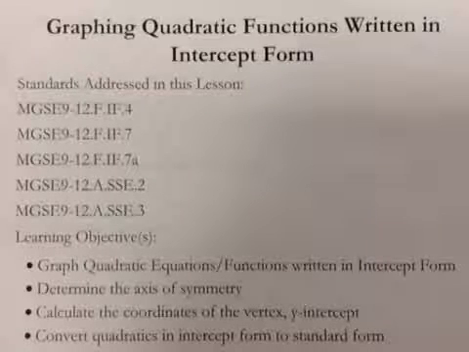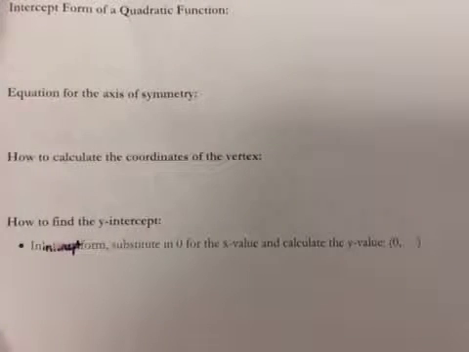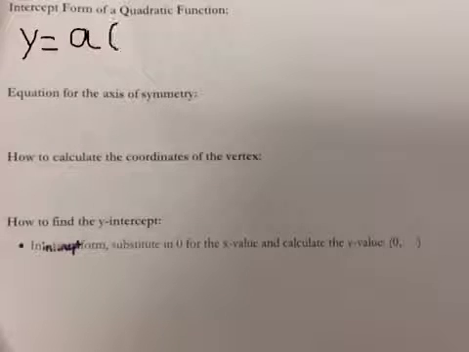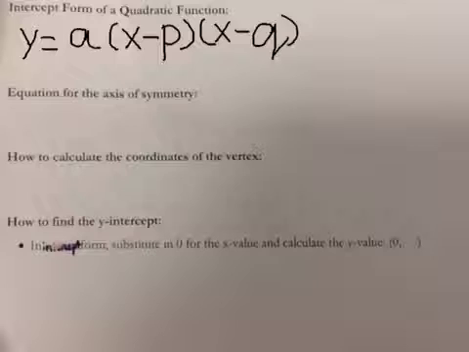In this video, I'll demonstrate how to graph quadratic functions written in intercept form. The general formula for graphing a quadratic in intercept form is y equals a(x minus p)(x minus q). It's called intercept form because this tells us the x-intercepts for the quadratic function.